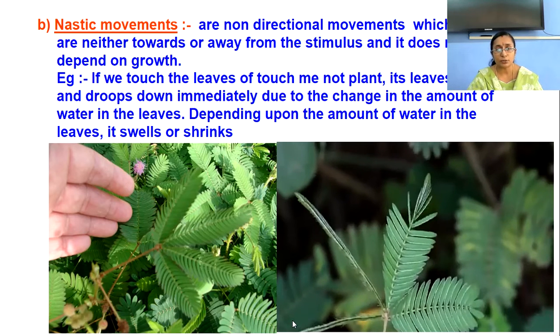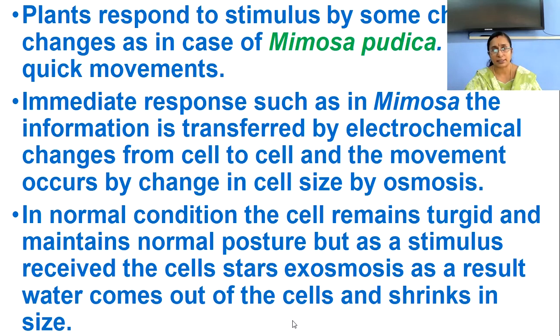So here there is no growth involved. Movement is based upon the amount of water that is there in the leaves, that fills the vessels in the leaves or not. So it is the amount of water that is there in the leaves which decides whether it swells or shrinks. But there is no growth involved. So such type of movements which do not have any specific direction, and which generally do not depend on growth, we call as nastic movements.